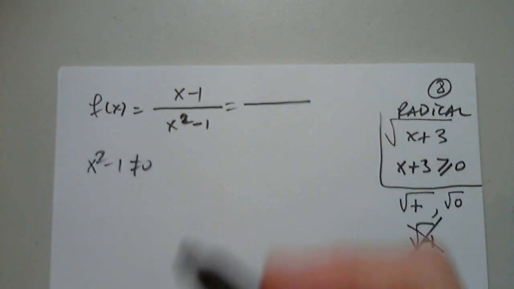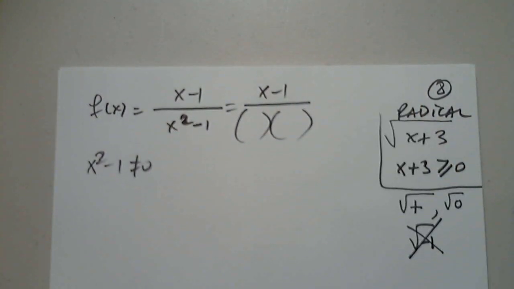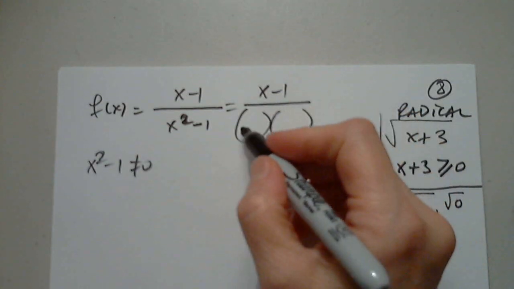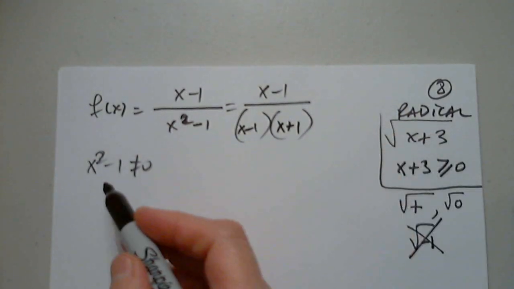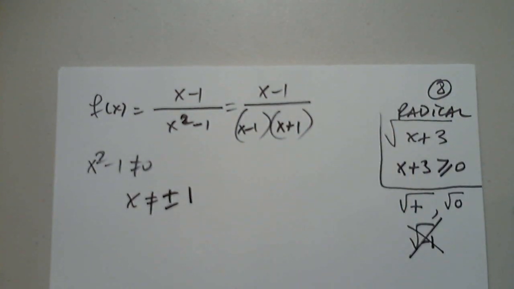But what should I do? You have to factor it out. Very good. Okay, so let's factor the denominator. Perfect. That's all I needed. So how do I factor the denominator? x minus 1, x plus 1. And from here, of course, you already told me x cannot be plus or minus 1.